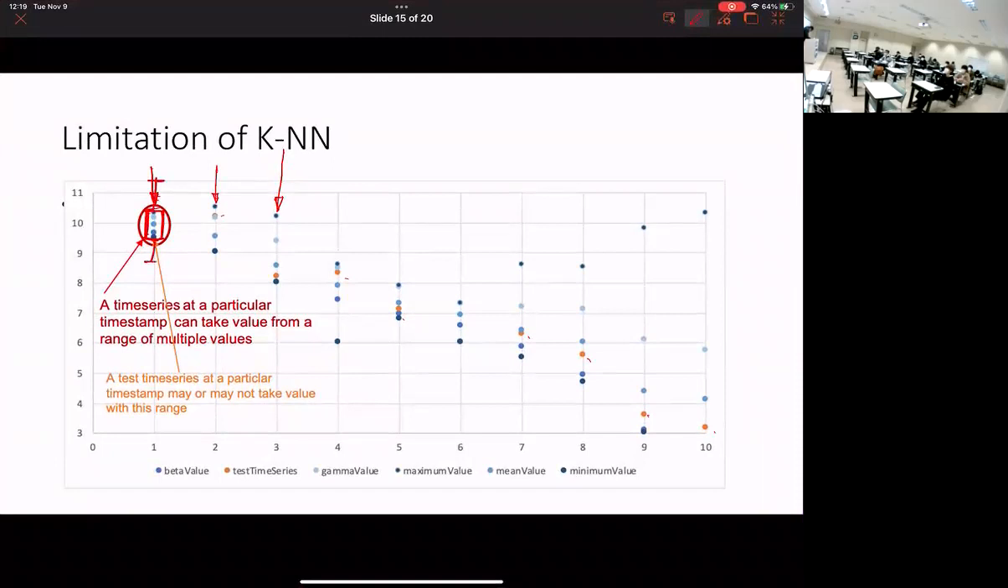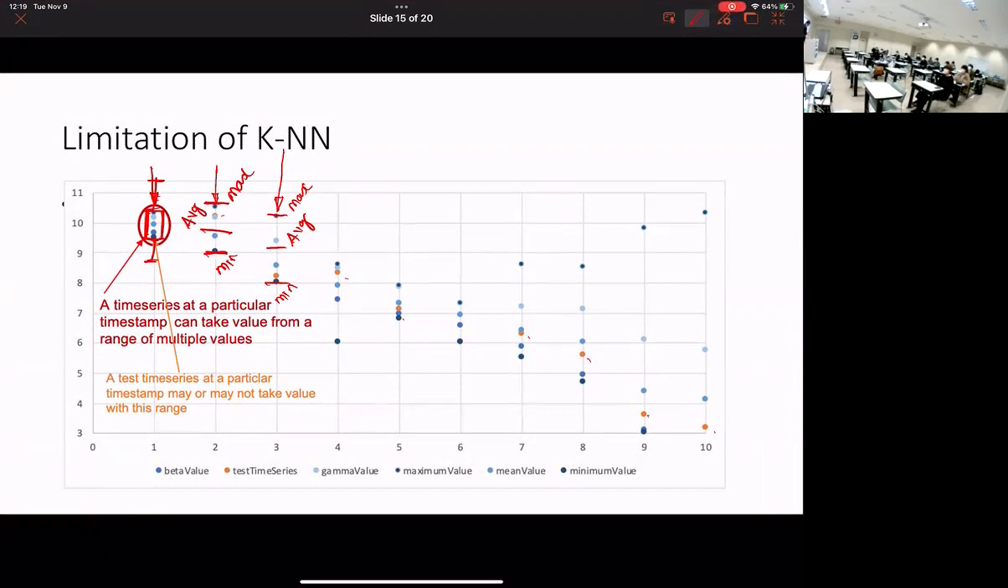So we make something like a box plot, or you can simply say maximum, minimum, average. Clear? For each one, you take max, min, average. You do it for every timestamp. What it means is, at each timestamp, for a particular class, the value can vary between these max and min values. Okay? Clear?